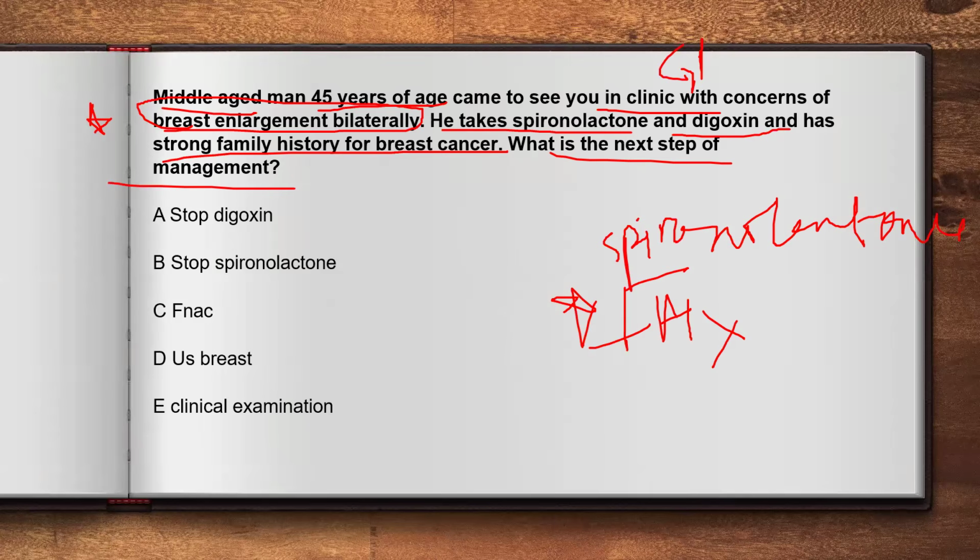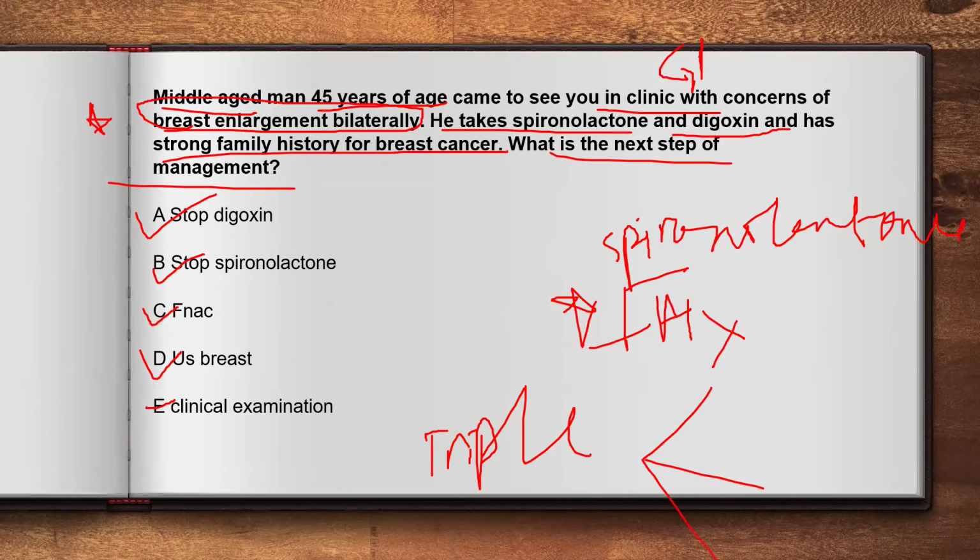So coming with concerns of breast enlargement, and they're asking you the next step, which is the initial management basically. Stop digoxin, stop the spironolactone, do fine needle aspiration cytology, do ultrasound of the breast, or do a clinical examination on the patient. Okay, so we're having mixed answers. Now, always remember for any breast mass, enlargement, whatever question related to breast, there is a triple test which is followed, always. All right? Is anyone aware of this? So you do history, then you do clinical examination, then you do imaging.